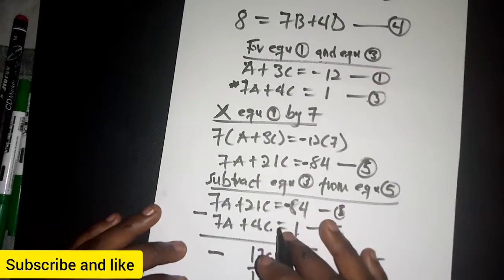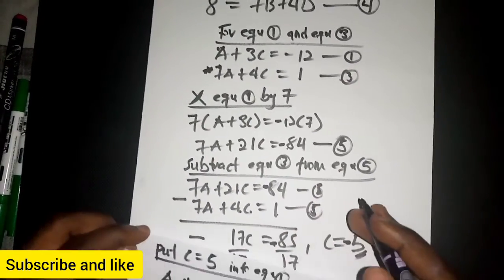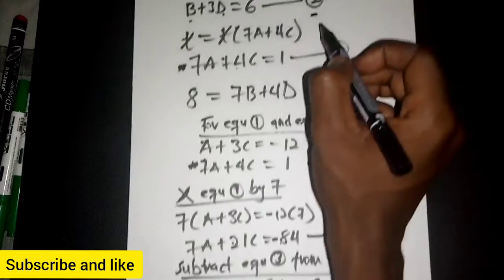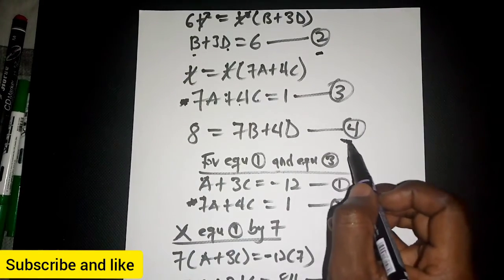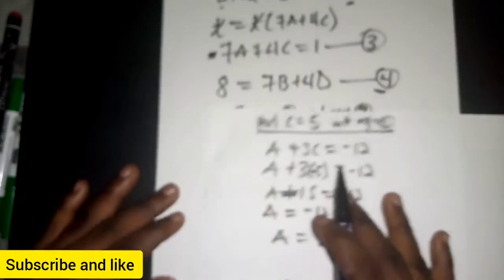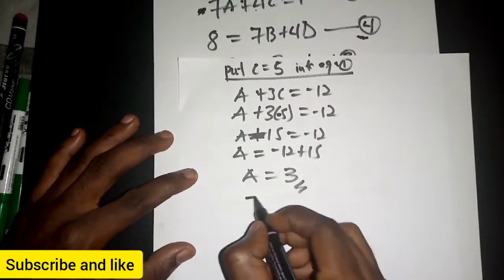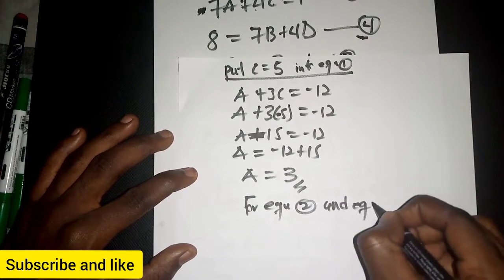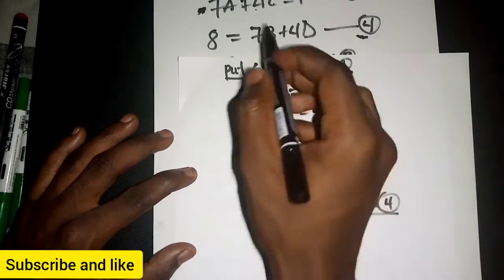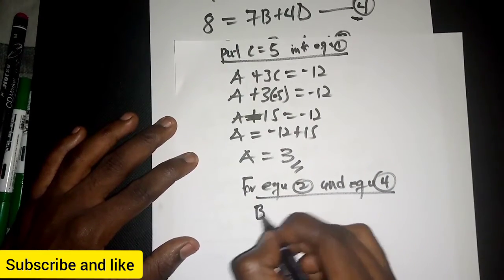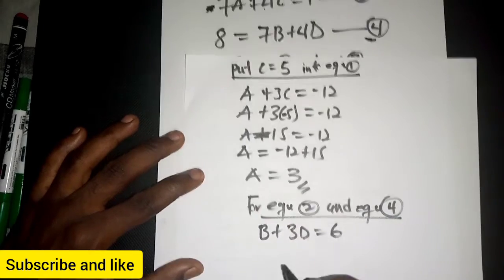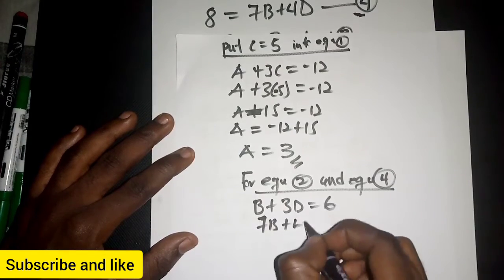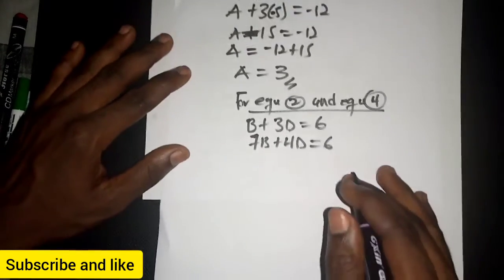Then also we have to find the value of b and d, so we can compare equation 2 and that of equation 4. So let's do that. For equation 2 and equation 4, we have equation 2 as b plus 3d equal to 6, and equation 4 as 7b plus 4d equal to 6. So this is what we have.